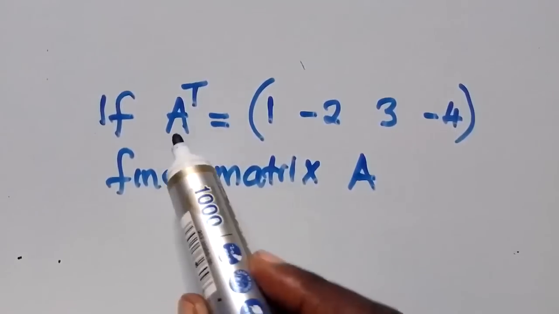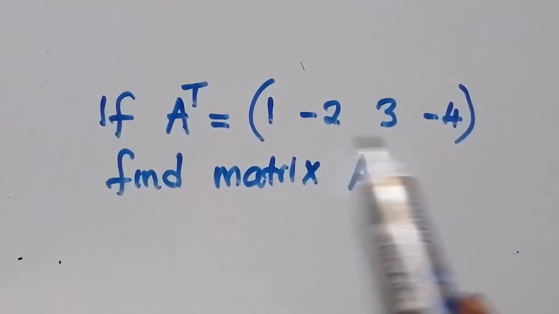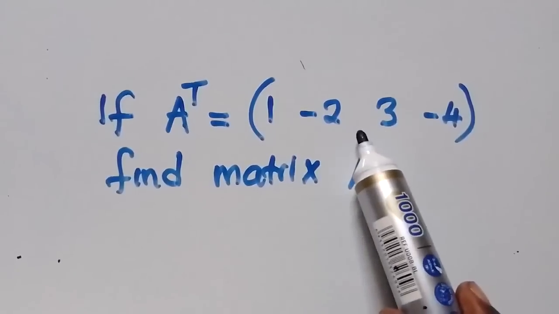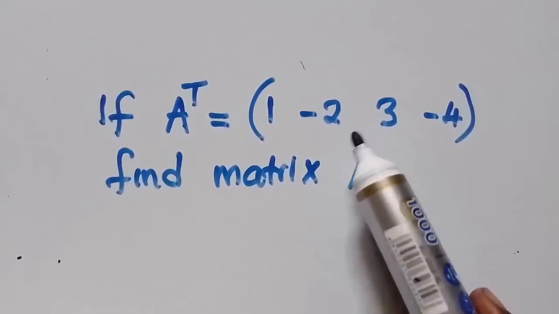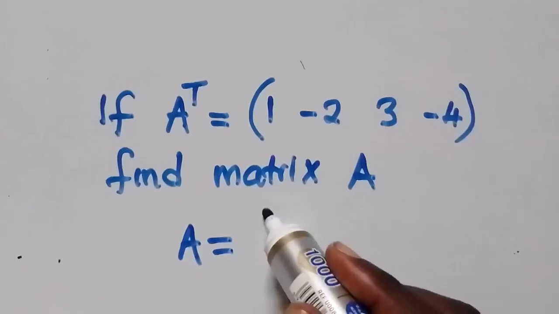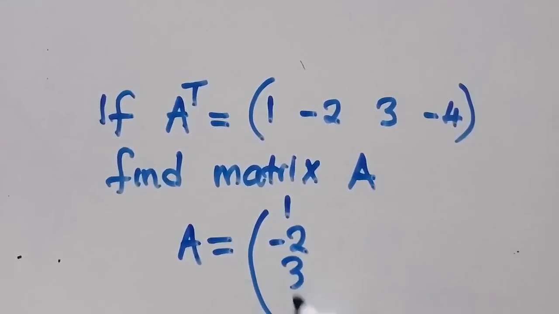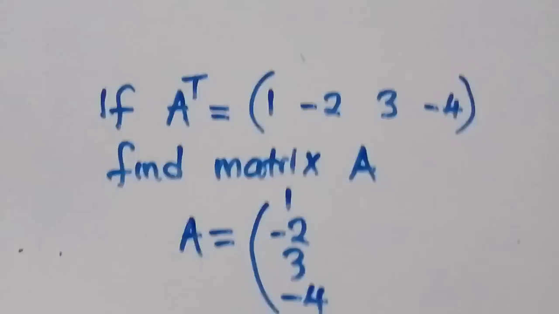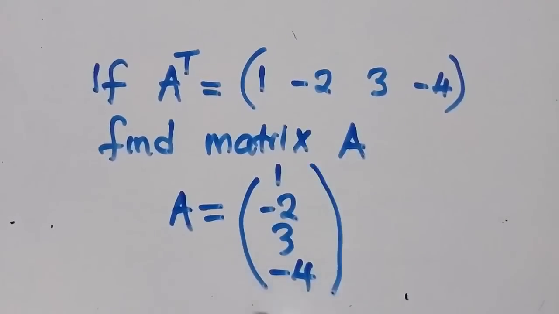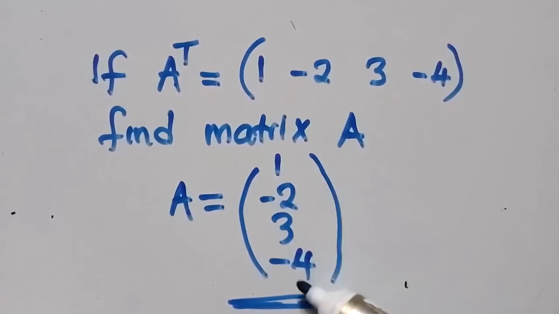So if this is a transpose, which means that this one is a row. So for a transpose to have a row, which means it was a column at first. So meaning your A is equal to 1, -2, 3, and -4, like that. So this is your A. So when you find the transpose of this, you're going to get that one as your answer.